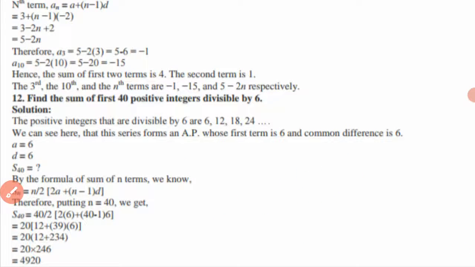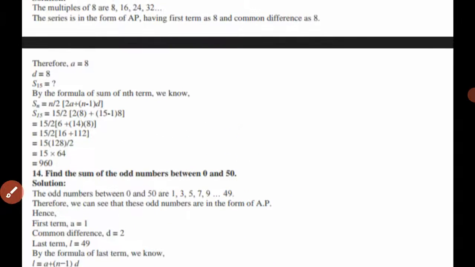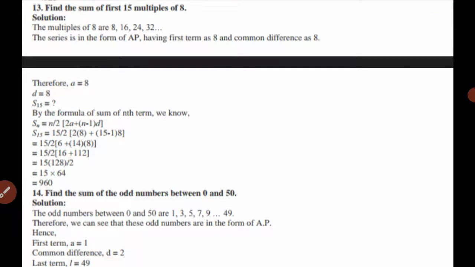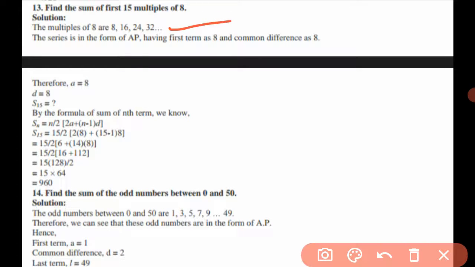Now after this, see question number 13. In question number 13 we are given: find the sum of the first 15 multiples of 8. So here also the first 15 multiples of 8 will be 8, 16, 24, 32 and so on. So the value of a will be equal to 8, and the common difference is also equal to 8.